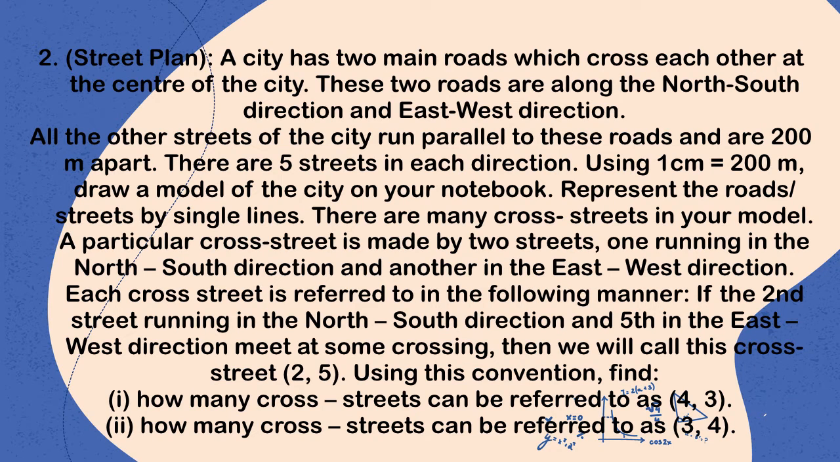Now see the second question. How many cross streets can be referred to as (3, 4)? Again the x-axis coordinate is 3, so in the east-west direction I will find the point 3. Then in the north-south direction I will find the point 4, because the ordinate given to me is 4. The point where both these lines intersect is the point of crossing of the streets, and there is only one such point possible.